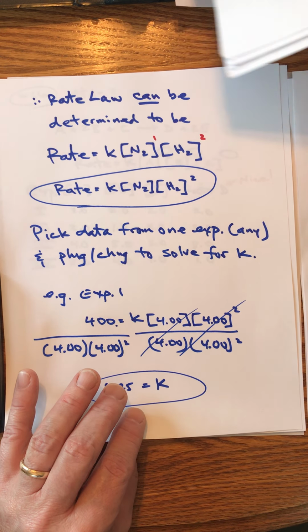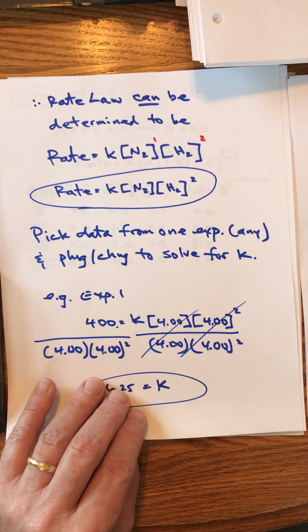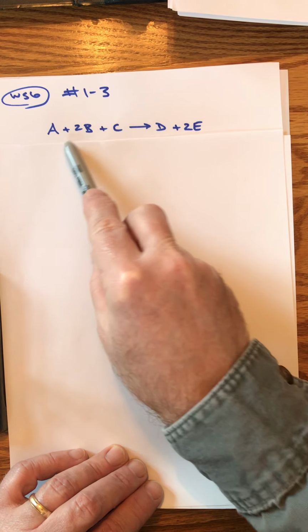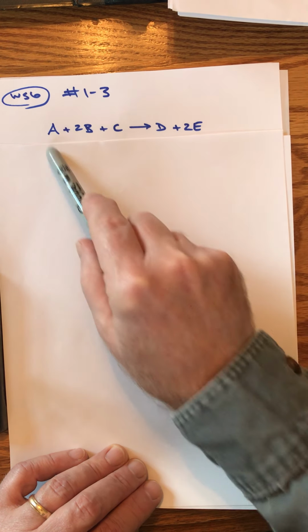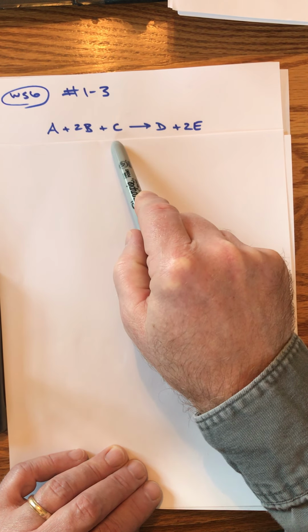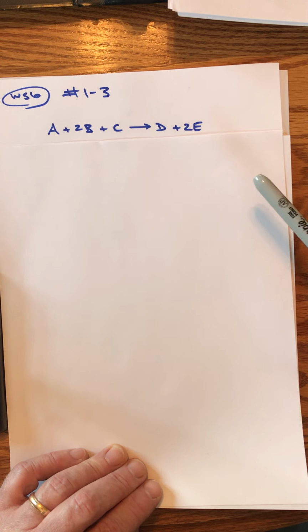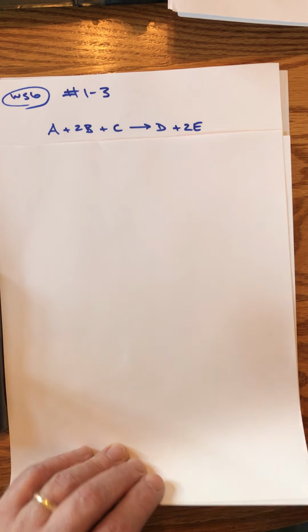And we're going to go over to worksheet 6 now. I want to look at worksheet 6. I want to work on the first set of problems, numbers 1 through 3. So we've got 3 reactants, A plus 2B plus C, and 2 products, goes to D and 2E. Got a little stoichiometry there. These are hypotheticals, A, B, and C, D, and E, but that's okay.